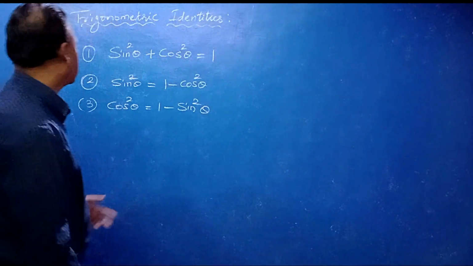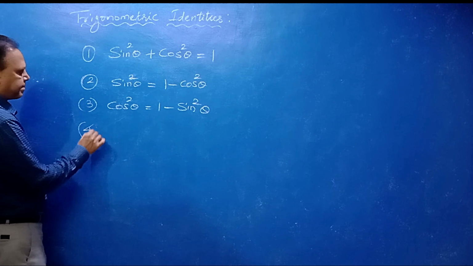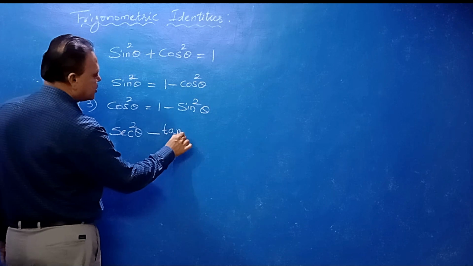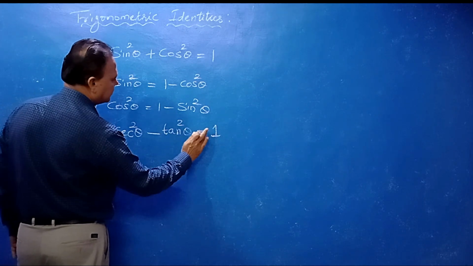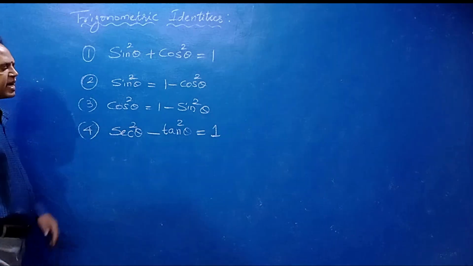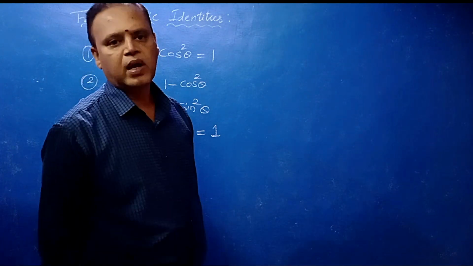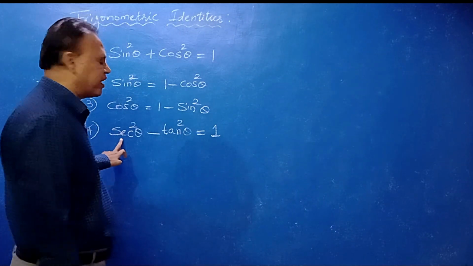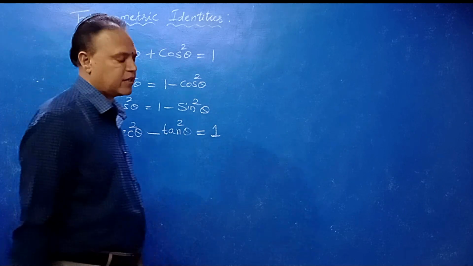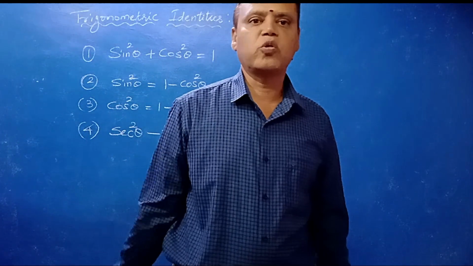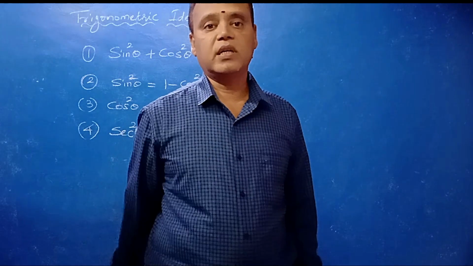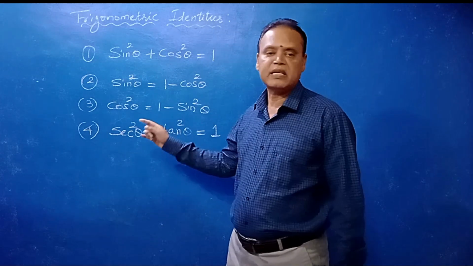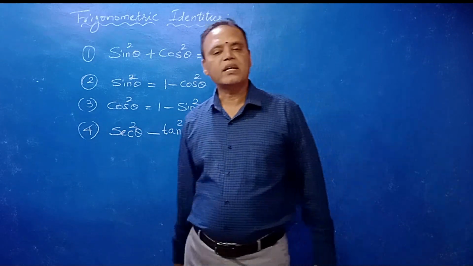Now the fourth one, secant square theta minus tan square theta equal to 1. Understand? Same way as you have written sin square theta plus cos square theta equal to 1, you can write secant square theta minus tan square theta equal to 1. This also we can easily prove by using a right angle triangle. Find secant theta and tan theta, then substitute in the left hand side, and you will easily get the right hand side.